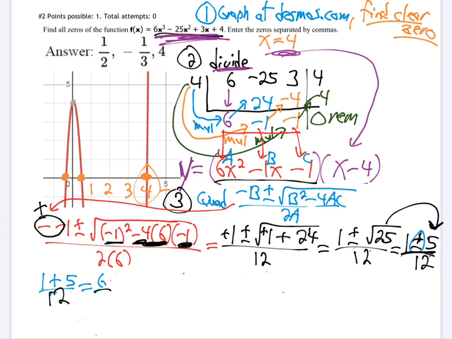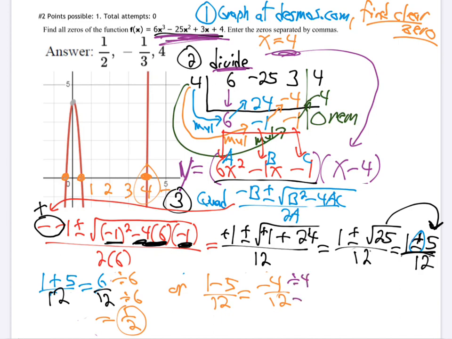So it's 6 over 12. And then you can reduce 6 over 12. Divide top and bottom by 6. You get a half. Or 1 minus 5 over 12, which is minus 4 over, now I'm writing 13, I'm just going crazy here, over 12. And then reduce that, divide top and bottom by 4. And this equals minus 1/3.